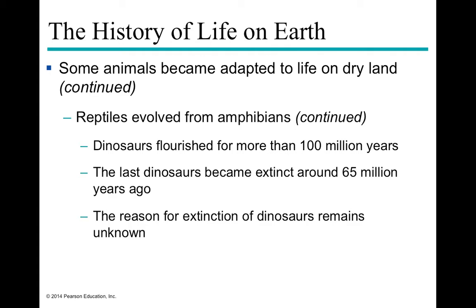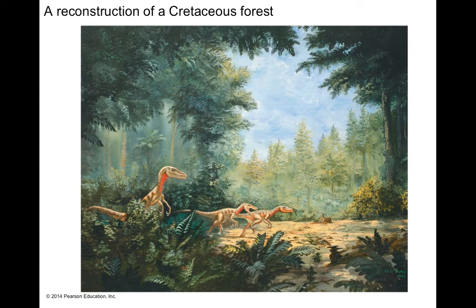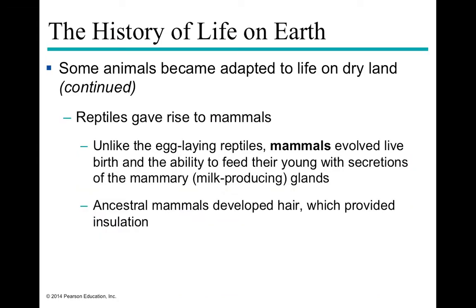And while the definite reason for extinction remains unknown, there's quite a lot of speculation and lots of lines of evidence that demonstrate that they were killed off when a meteor hit the Yucatan Peninsula. All right, moving on. So these reptiles eventually gave rise to mammals. So what's the difference between reptiles and mammals? Both have eggs, but reptiles lay eggs, whereas mammals have internal fertilization and live birth. So they breed live young.